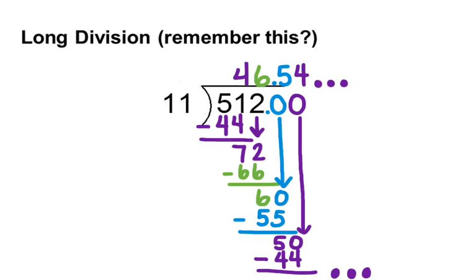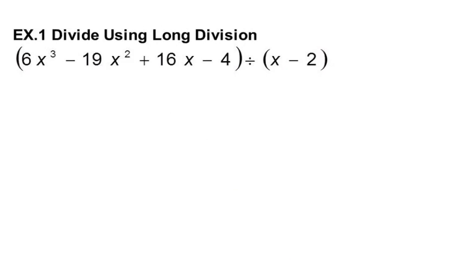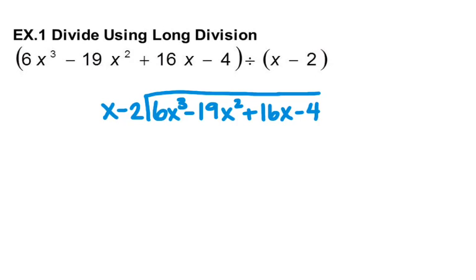Okay, so I wanted us to look at the process that we use, why we multiply, why we subtract, that sort of thing, because we're going to be doing the same thing when we use long division of polynomials. Alright, so we're going to use long division to divide 6x cubed minus 19x squared plus 16x minus 4 by x minus 2. So same as the previous problem, the x minus 2, what we are dividing by, is going to go outside. What we are dividing into goes inside.